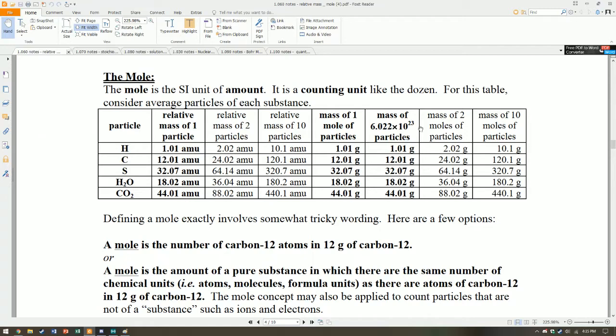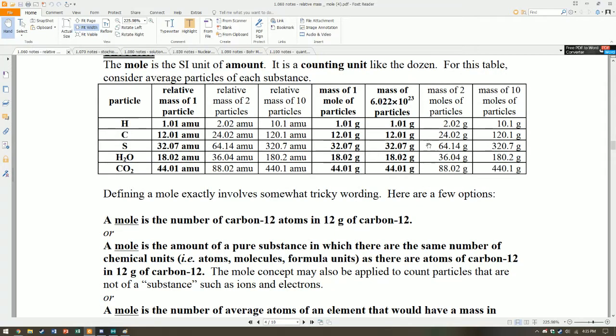So it's just a counting unit like the dozen, and you can really treat it like that. If you had a dozen water molecules, there would be 2 dozen hydrogen atoms, or 24 of them. My point is, don't be scared of it. You just use it like you would a dozen, and you'll end up fine.